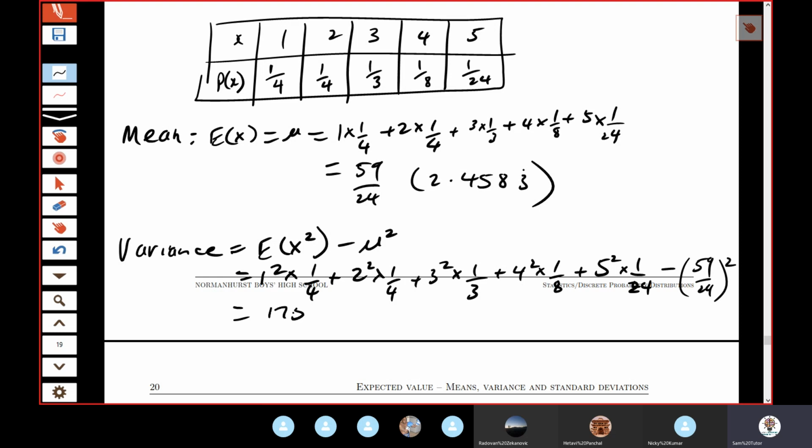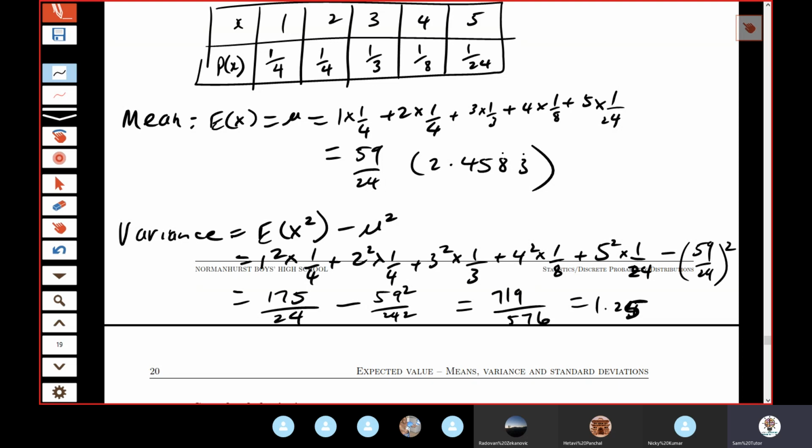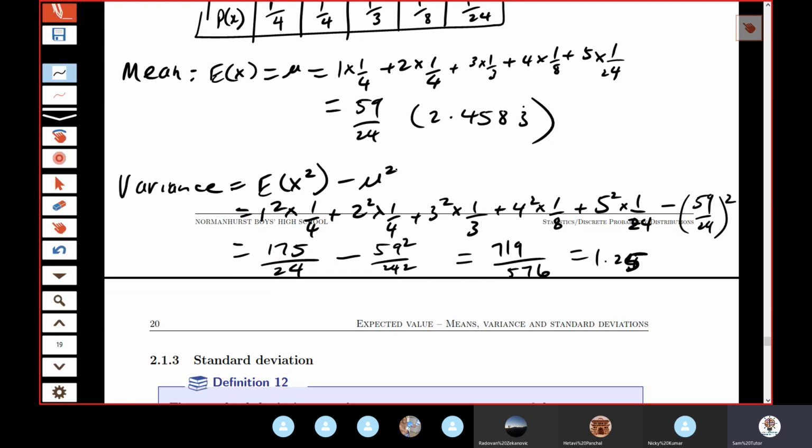175 on 24. Nope, sorry, that's 175 on 24, minus 59 squared on 24 squared. I didn't do that bit. That gives 719 on 576, which is 1.25 rounded. Okay, any questions? No, I don't really think so.